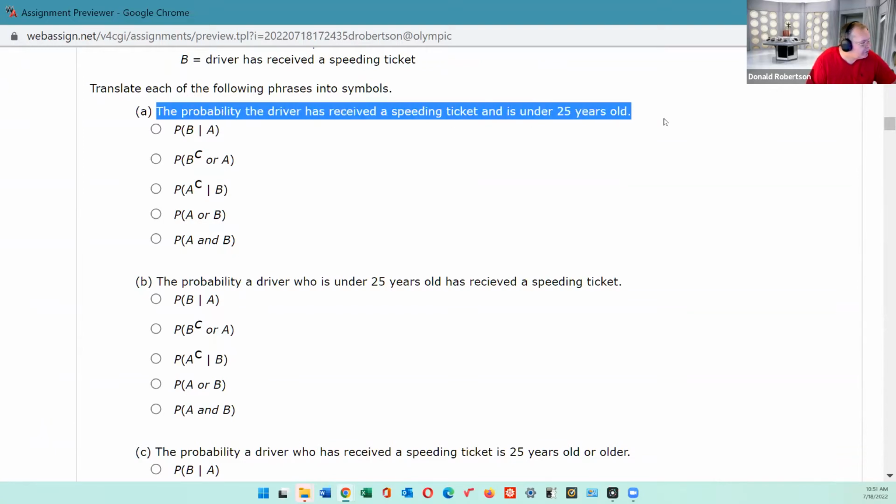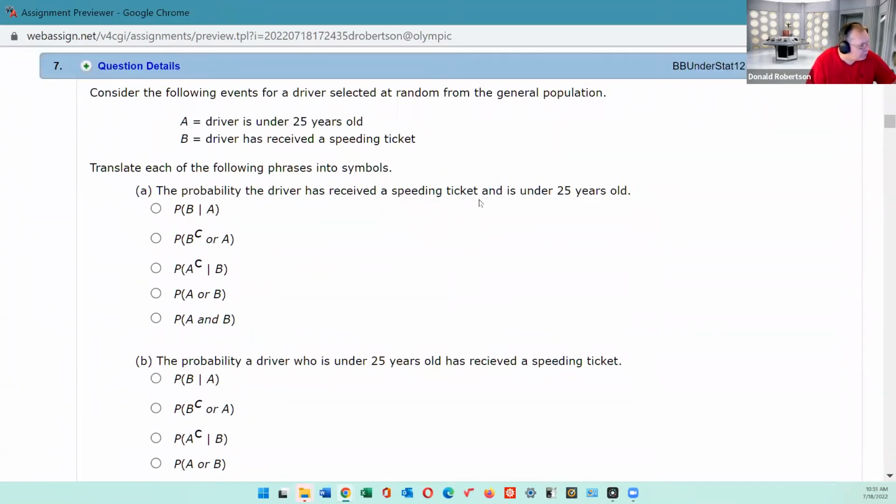The probability that the driver has received a speeding ticket and is under 25. Now, the key word in this English sentence is and, so that kind of matches with that one, would you agree? A and B, yep, that would be the dot.